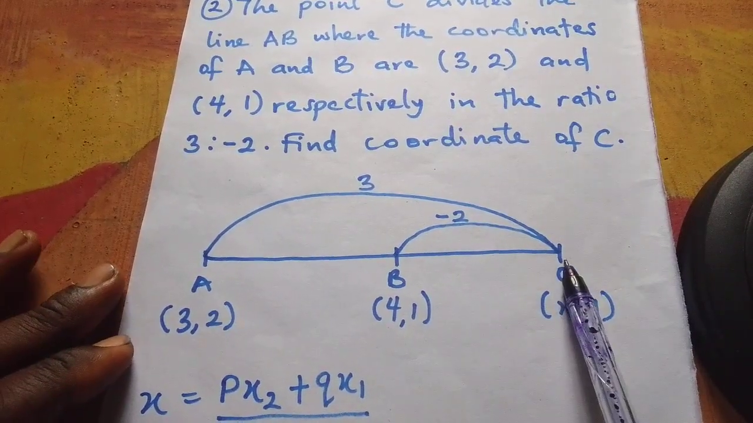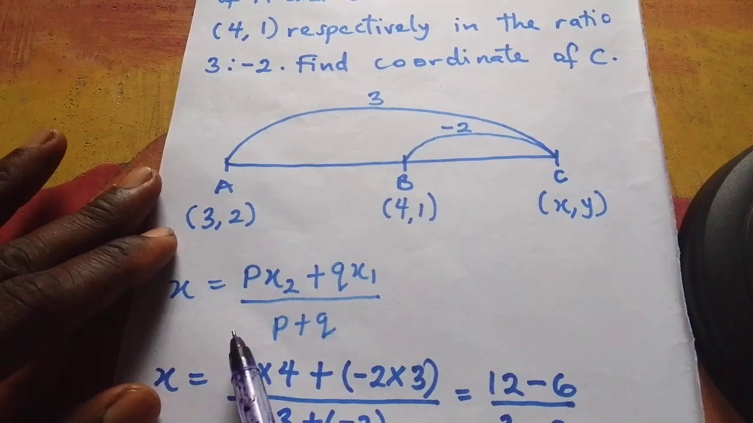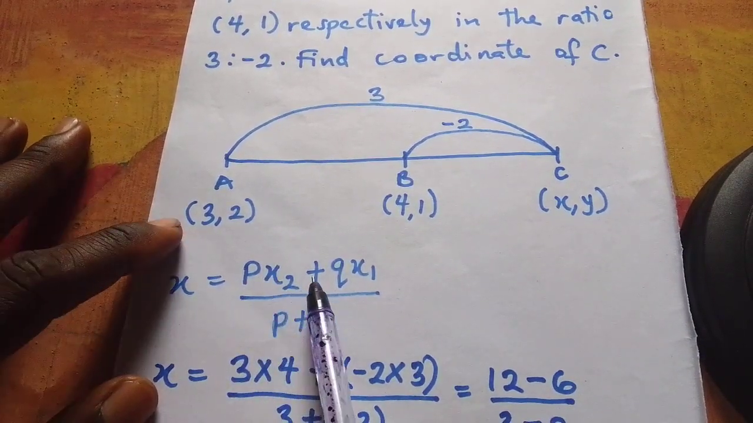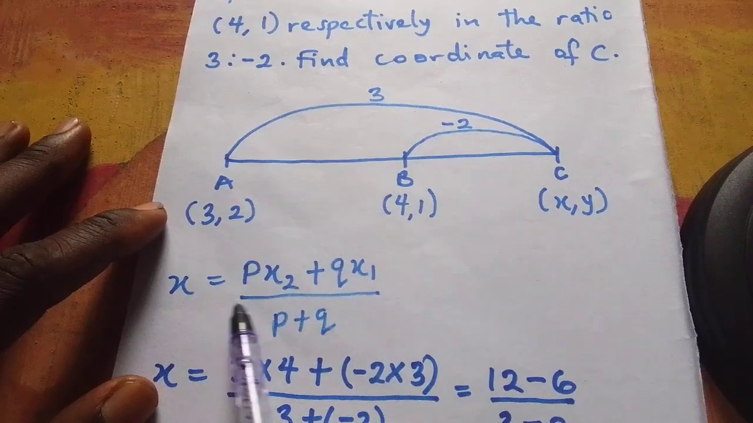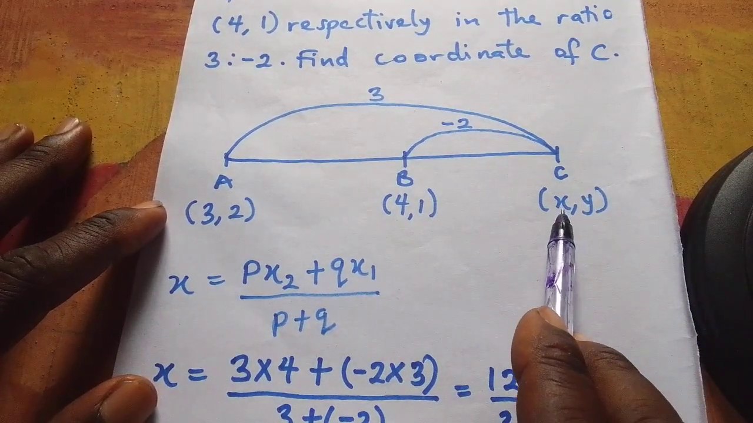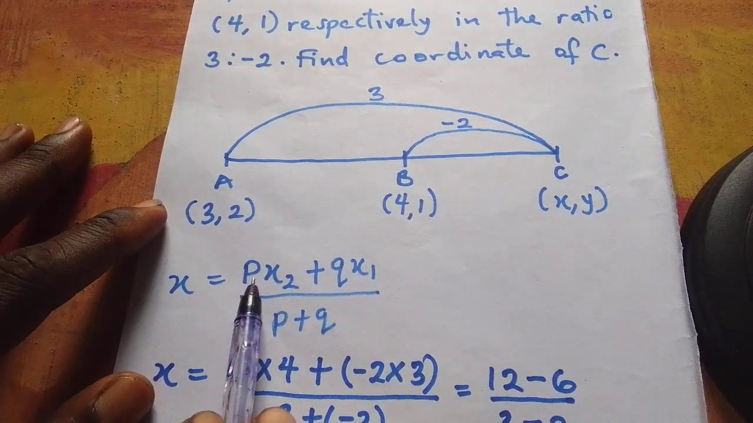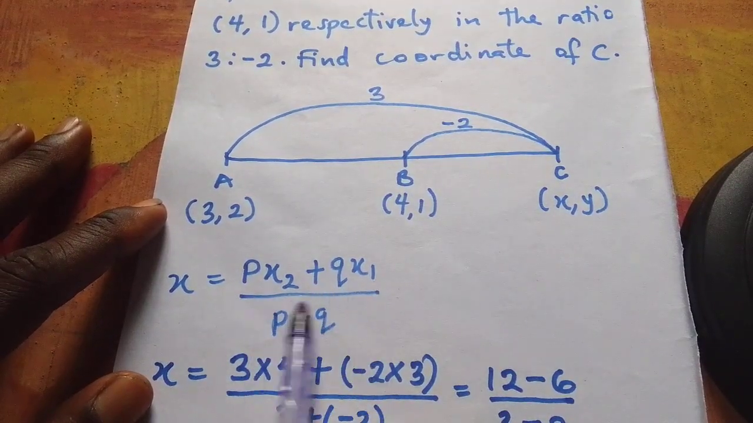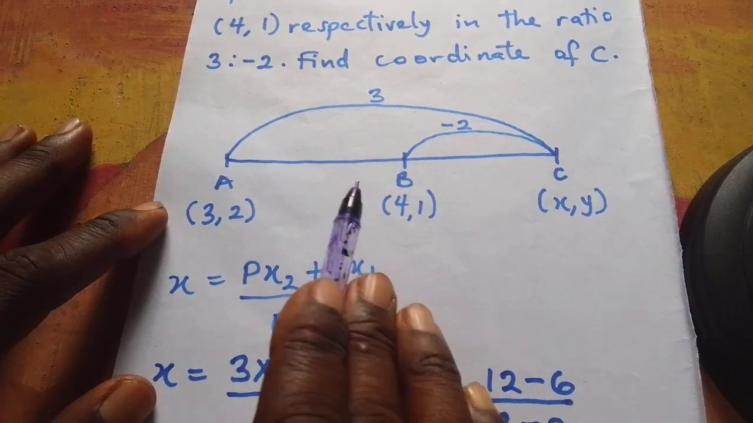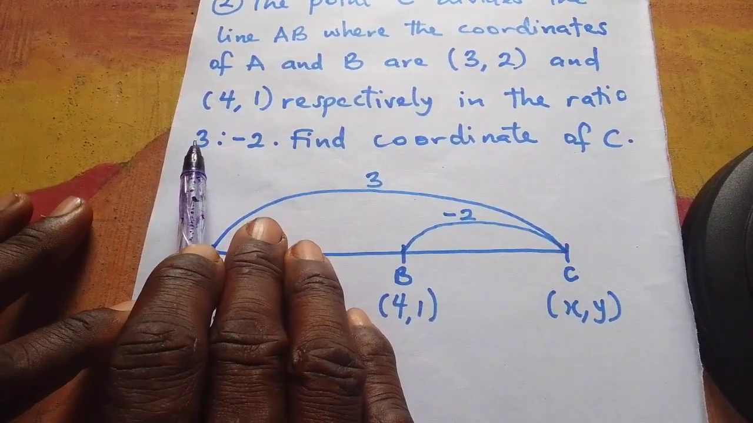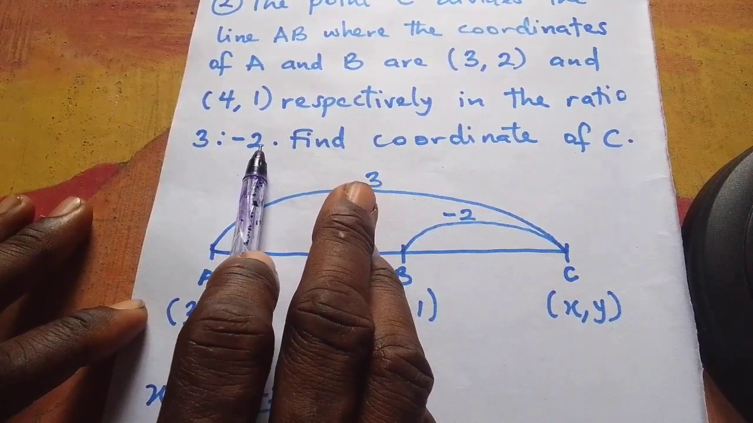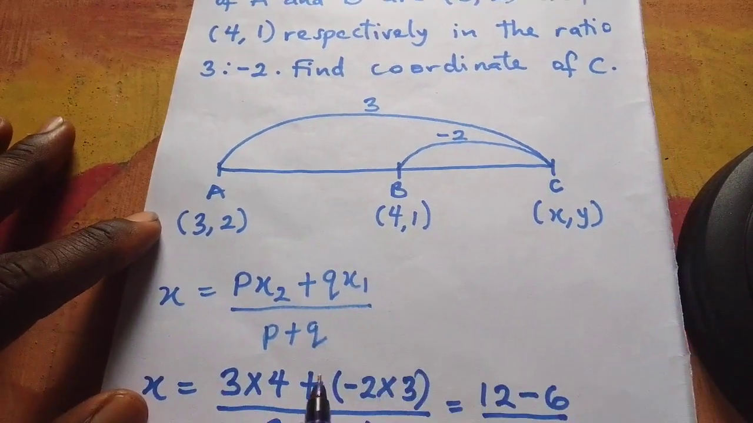Now to know the coordinate here, you take the coordinate x to be what? p x2 plus q x1 over p plus q. So the coordinate C, if that is x and y, for your x we have p x2 plus q x1 over p plus q. And we said that your p and q represent the ratios, that means the first and second ratio. p represents 3 and q represents -2.